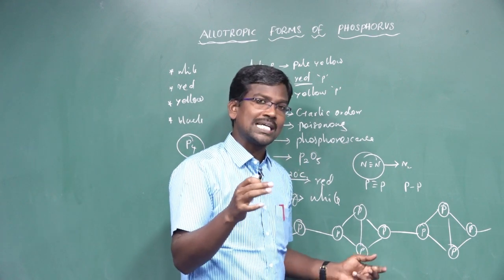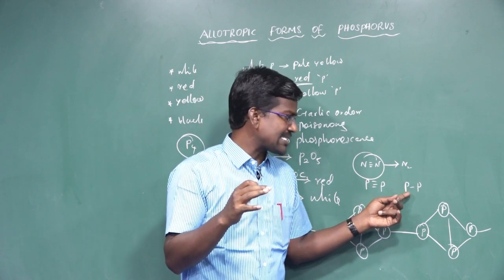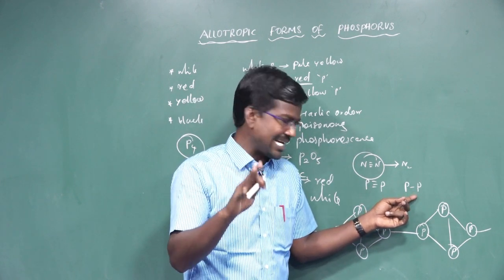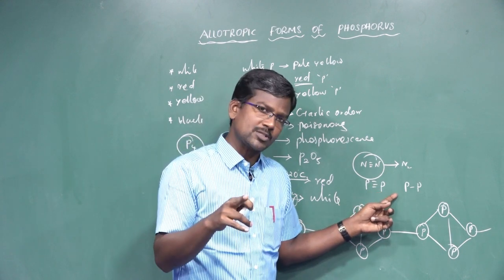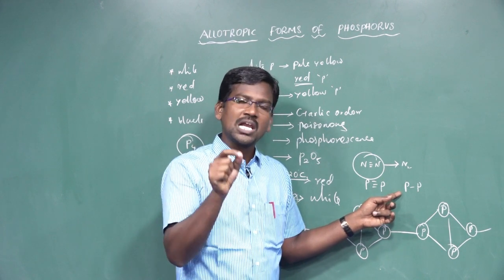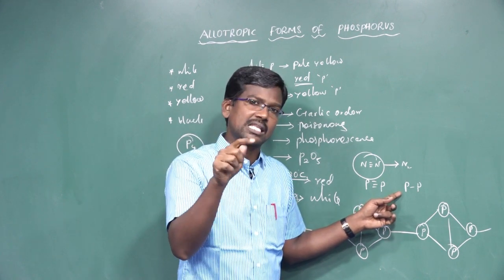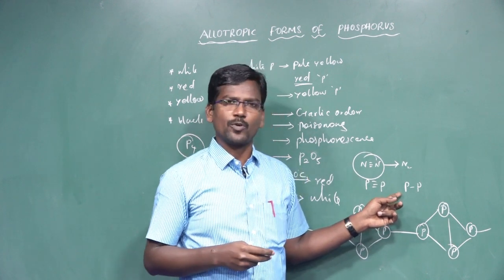rather than triple bonds. So phosphorus single bond phosphorus is more stable than phosphorus triple bond phosphorus. That's why in all phosphorus molecules or any other compound containing phosphorus, the phosphorus atoms are linked through single bonds rather than triple bonds. In addition to that, another two allotropic forms of phosphorus are there.